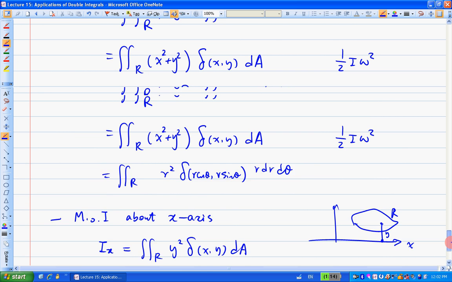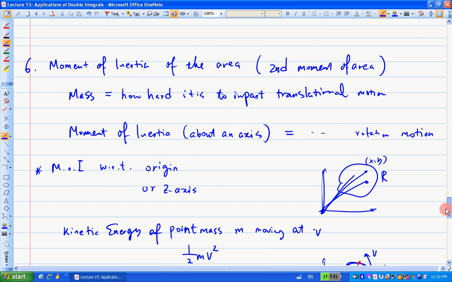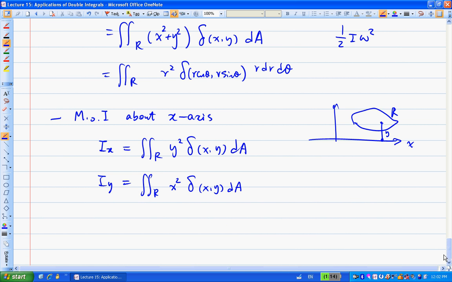That's it. How many applications is that? 1, 2, 3, 6. Yes, 6. That's all we need for this: moment of inertia, mass, center of mass.